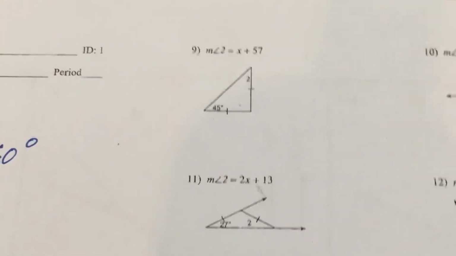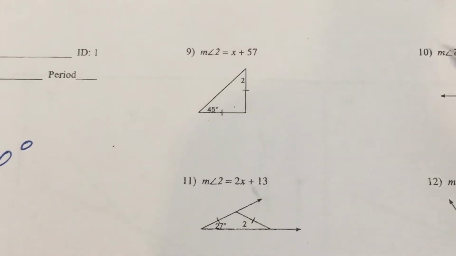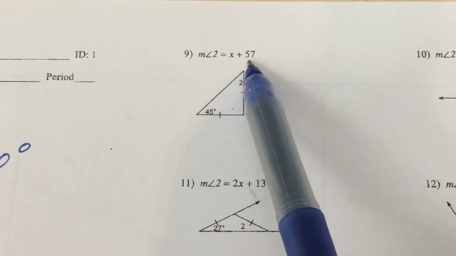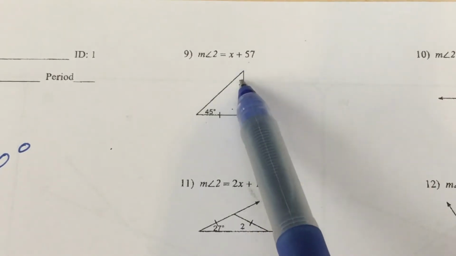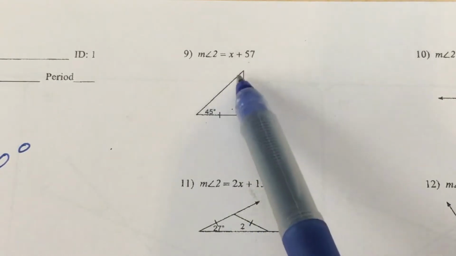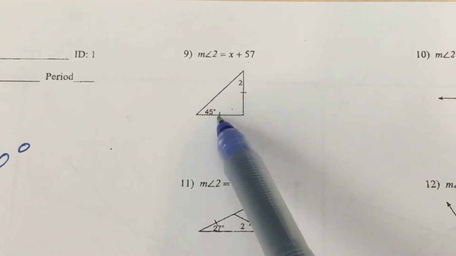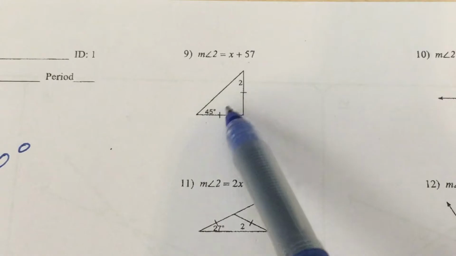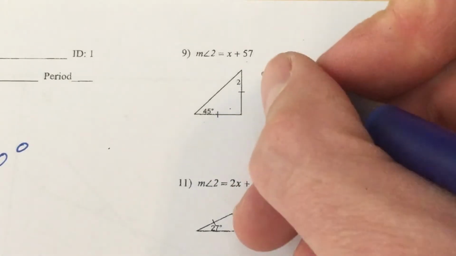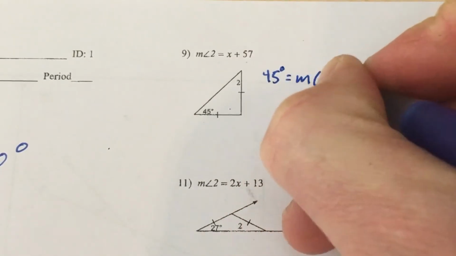All right, so in this case, we have number 9: the measure of angle 2 equals x plus 57. Okay, so here's angle 2. So now we've named it a little bit differently, right? So they're saying that this is x plus 57. All right, well, we know that this is an isosceles triangle, so these 2 angles must also be the same. So 45 degrees equals the measure of angle 2.